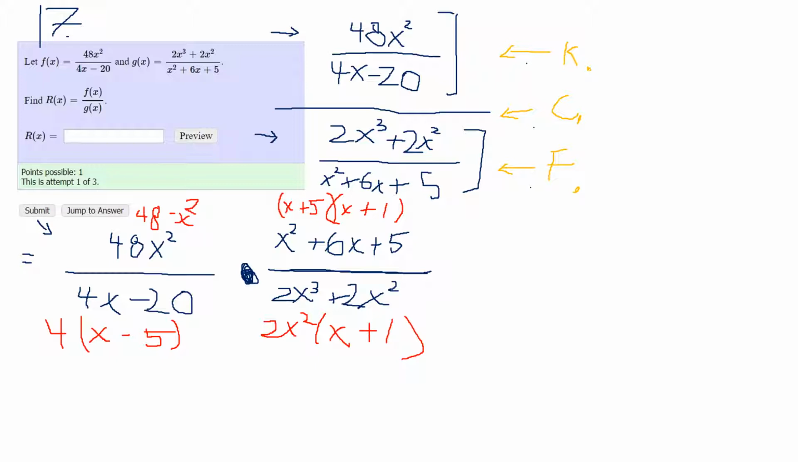So now let's start canceling out some stuff. We can cancel out this x squared on the top and bottom, and we can cancel out this x plus 1 on the top and bottom as well. Now we are left with this 48 and x plus 5 on the top.